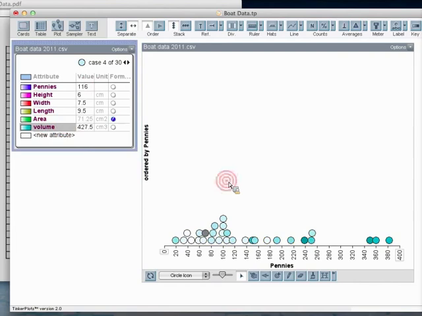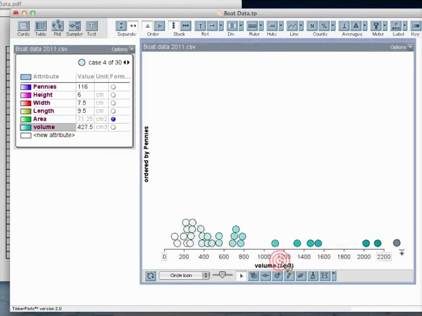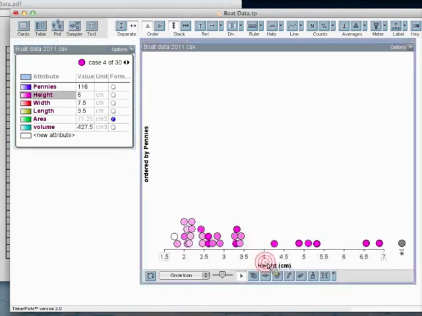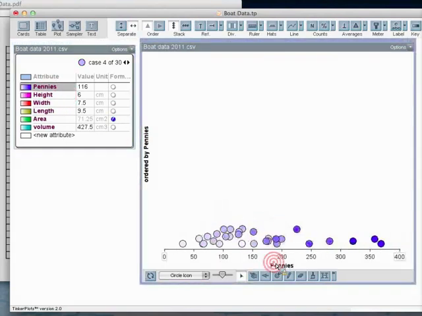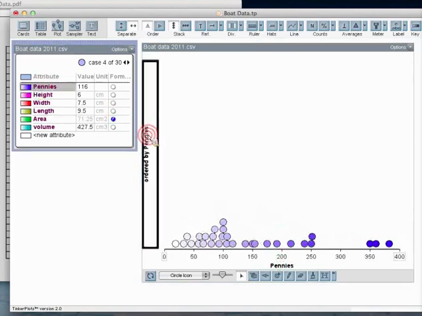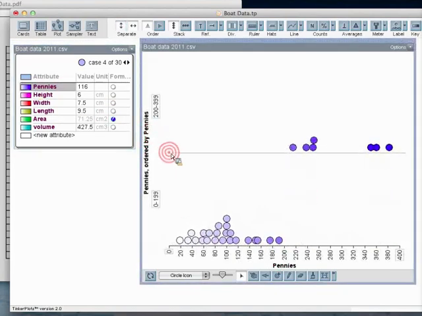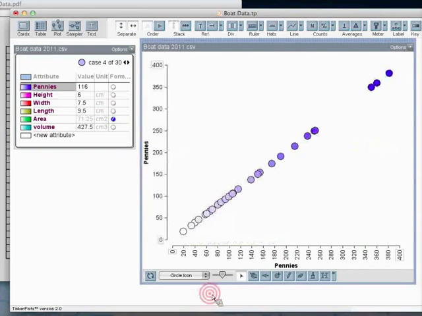Oh, that's cool. Or we could look at the height of the boats. And this was all interesting to the kids. And I said, well, what if I did something like pennies and I compared it to something else? How about I compare it to pennies? What would it look like? They go, oh, well, that should be a line. And if I drag this right, then sure enough, we get a straight line because it's a direct correlation.